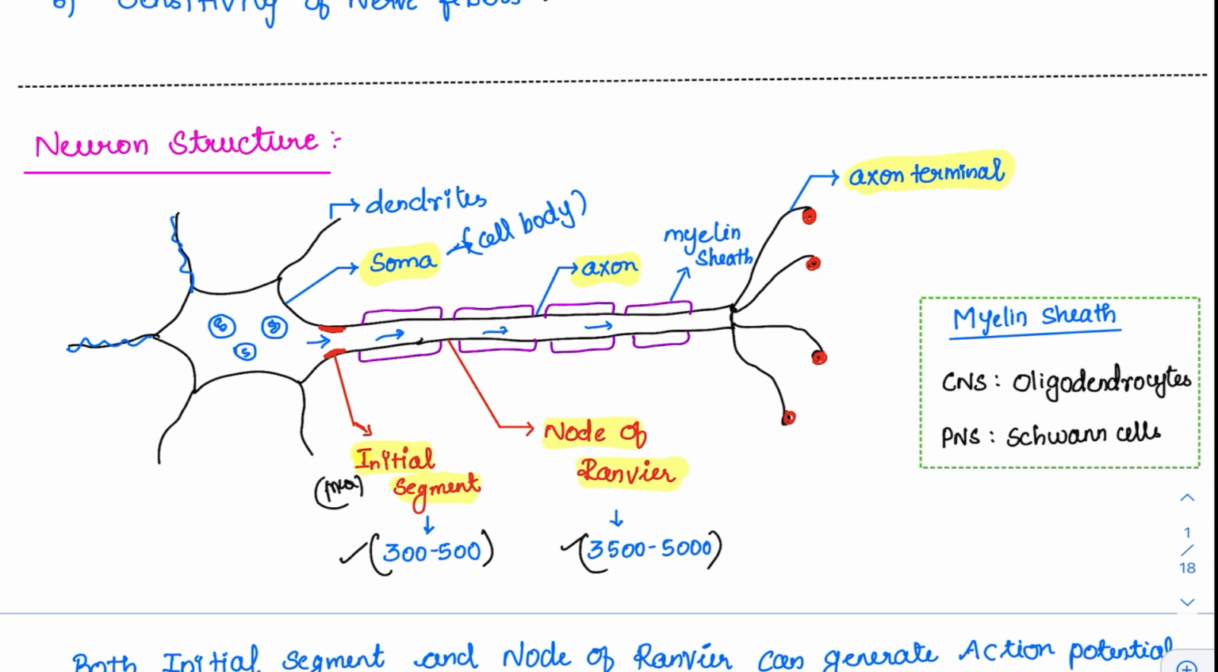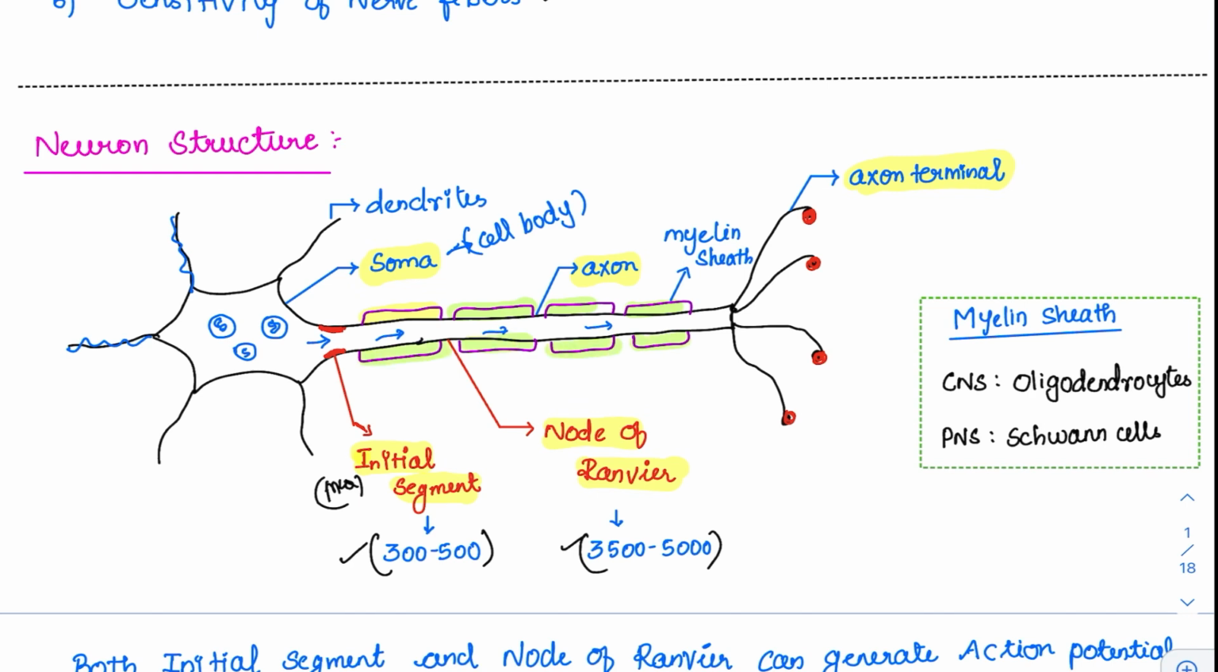It starts in the initial segment for some group of neurons, it starts in the node of Ranvier for some group of neurons. Next thing is, usually some of the axons are called myelinated axons and another group is called non-myelinated axons. What is myelination? It is just the wrapping up of the axonal sheath with the myelin. This is the myelin sheath we have drawn here. Some of them will be unmyelinated also.